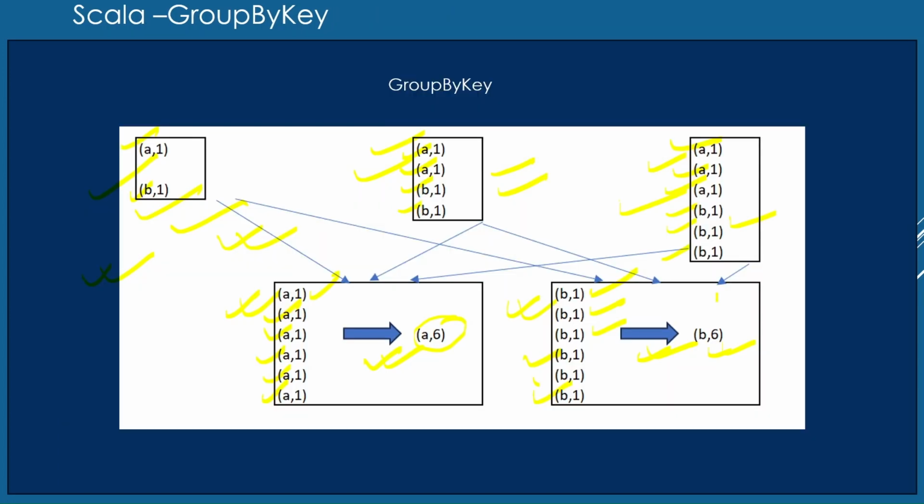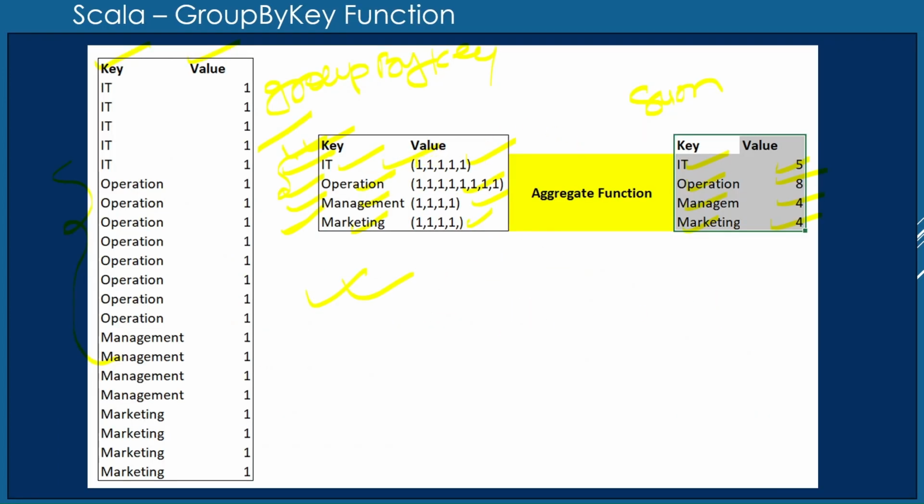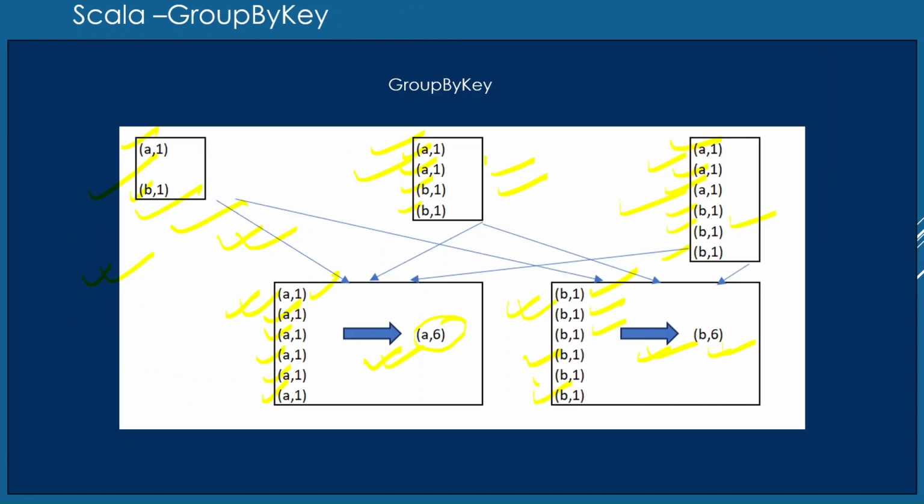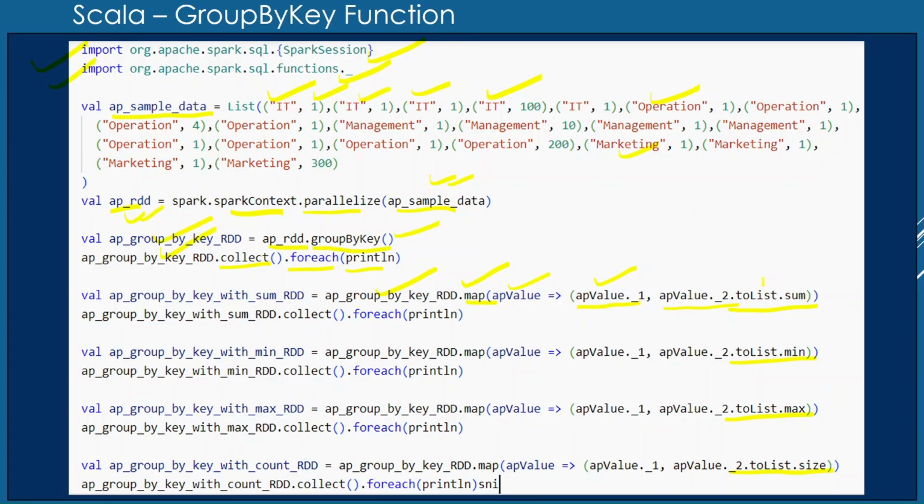Array value means this value I am talking about. If you just do the sum, it is going to sum all the values present in that particular array. If you do the minimum, it will calculate the minimum value from the array. If you do the max, it will give the max value of the array. And if you do the size, it will give the total count of the values present in that particular array with each key.